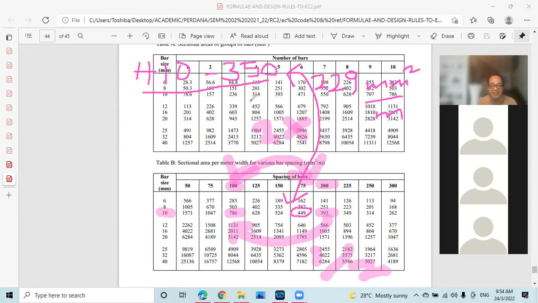So the bigger the spacing, the less will be the reinforcement. The smaller the spacing, the more will be the reinforcement. Okay. Meaning 100 spacing and 200 spacing. 100 is 789, 200 is 393. This value is half. 393 is half of 789. Meaning once we double up the spacing, then the area becomes half.